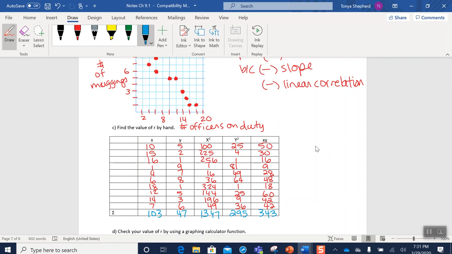Okay? So what we're going to do is take our formula and fill these numbers in. To find r, r is equal to n. How many data points did we have? Is it 10? 1, 2, 3, 4, 5, 6, 7, 8, 9, 10. So n is 10 times the sum of x, y. So that's this answer down here.